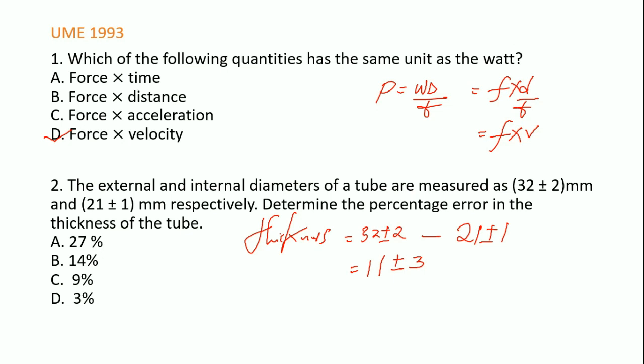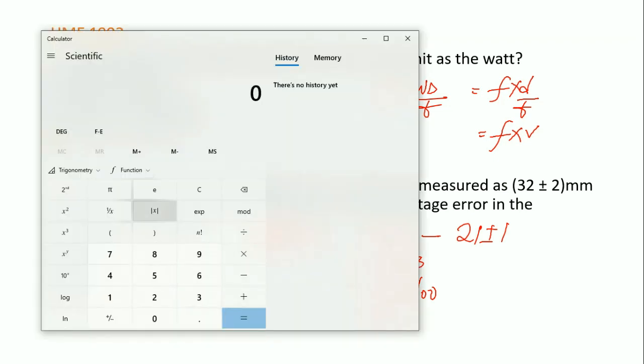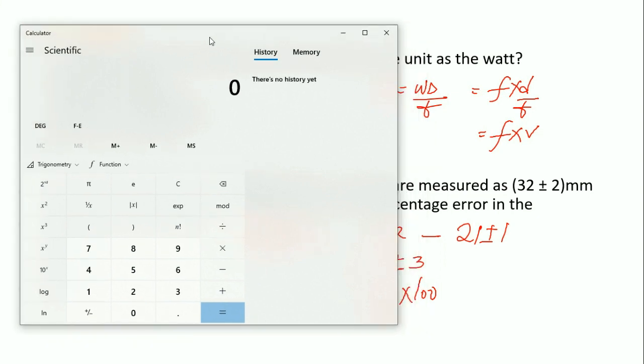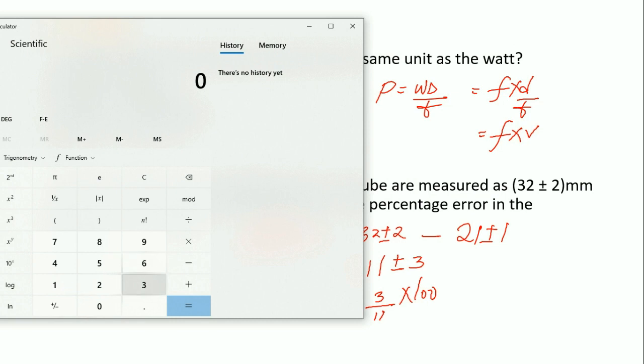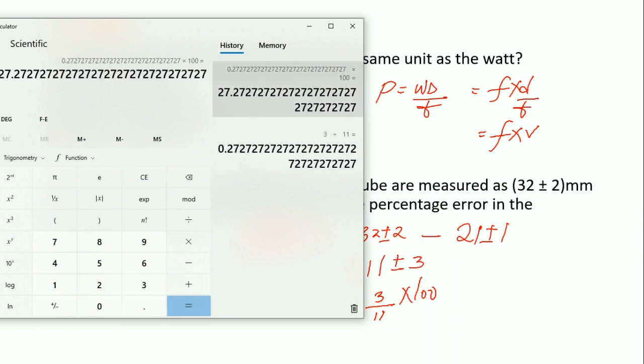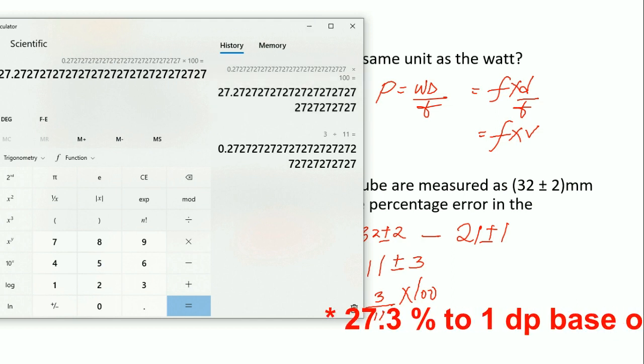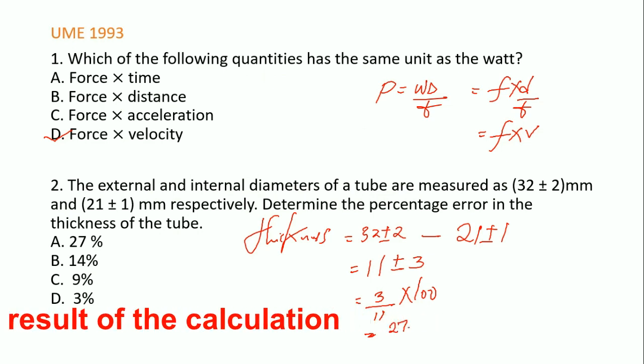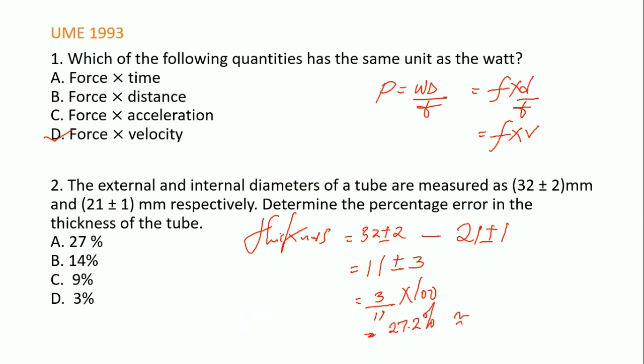So if we want to get the percentage error, the percentage error of course is going to be the error divided by the measured value times 100. And if I'm to get my calculator out for this, I have 3 divided by 11, and that is 0.27, then times 100. I believe you can figure that out already. That is going to be 27.2%. So we have 27.2%, which is approximately 27%, and that is option A.